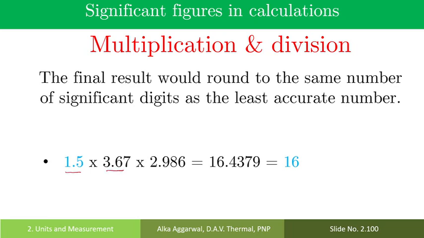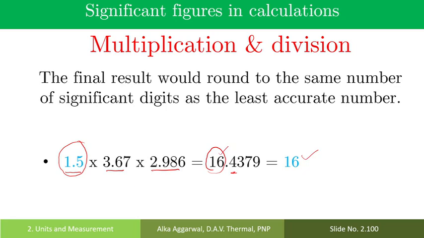This number contains two significant figures, this contains 3, this contains 4. So the minimum number of significant figures in a measured quantity is 2. So the result also has only two significant figures. The number to be dropped is 4, which is lesser than 5. So the preceding digit is left unchanged and the result is 16.